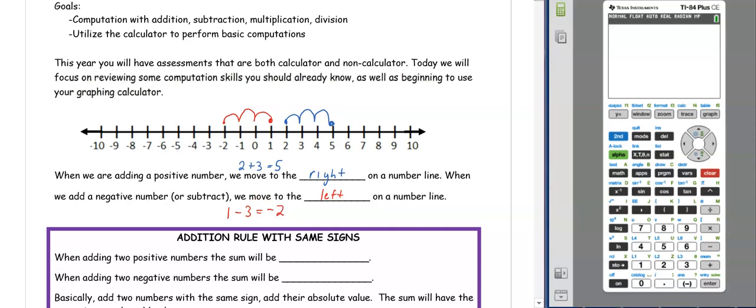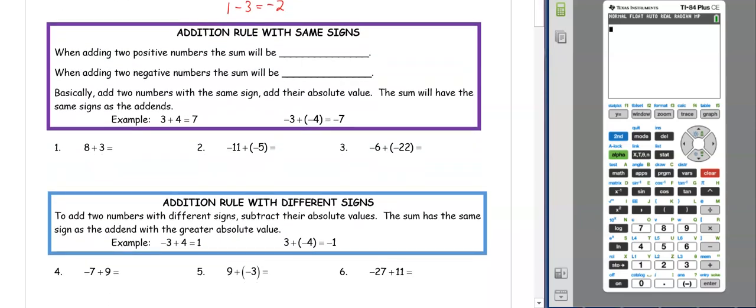So let's review some rules for addition. When you are adding with the same sign, that means that both numbers are going to be positive or both numbers are going to be negative. When you add two positive numbers, your sum is going to be positive, and when you add two negative numbers, your sum is going to be negative. Another way to think about it is that you can add the numbers with the same sign and then give them the sign at the end. So for example, 3 plus 4 is positive 7, negative 3 plus negative 4 is negative 7.